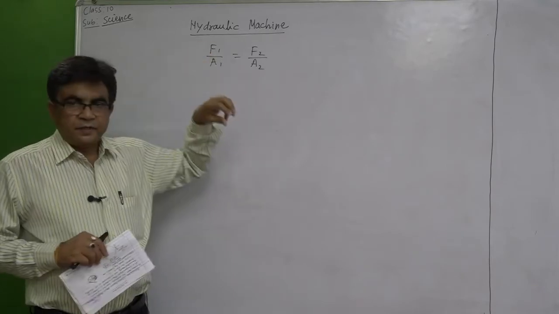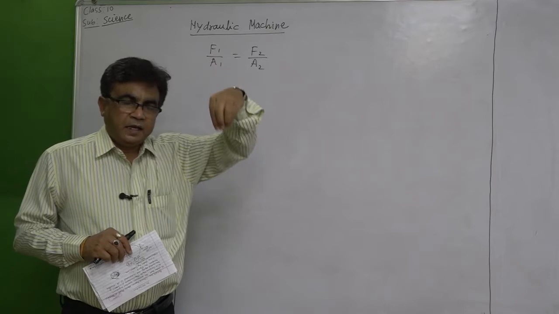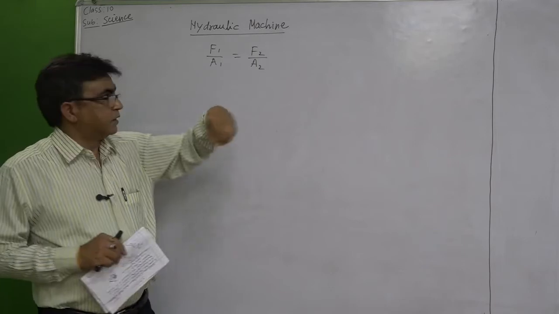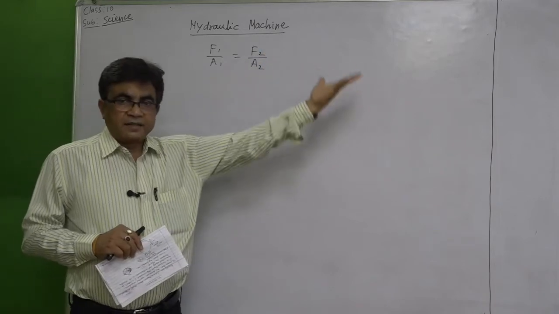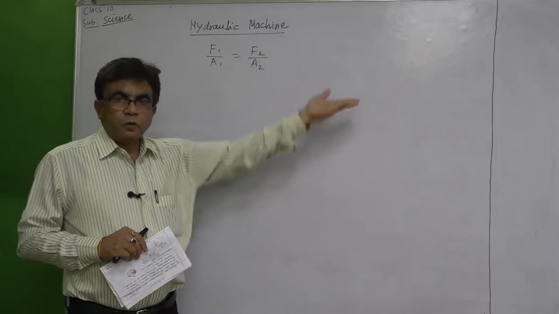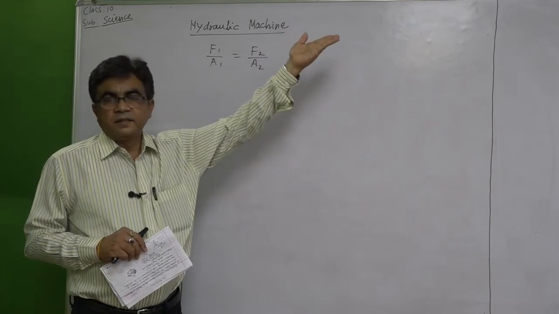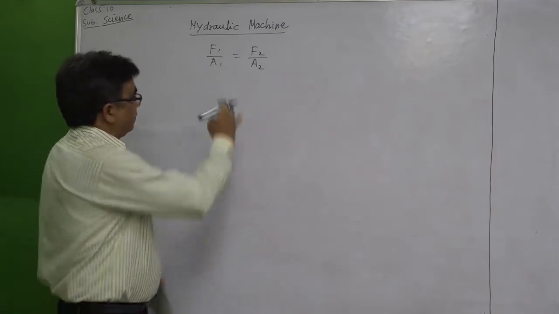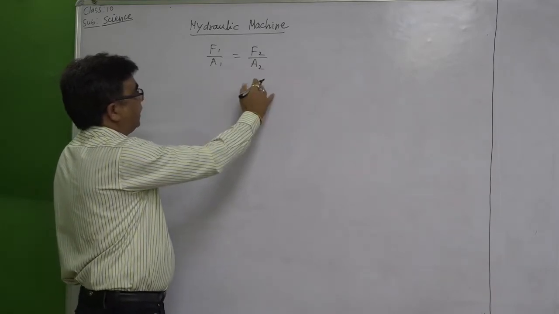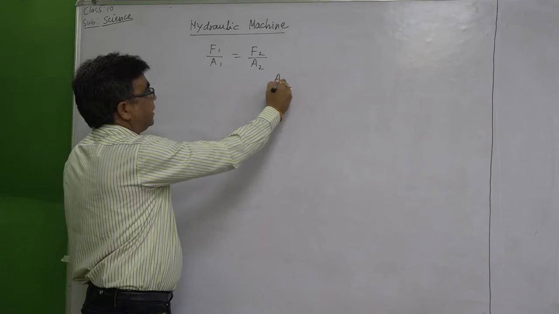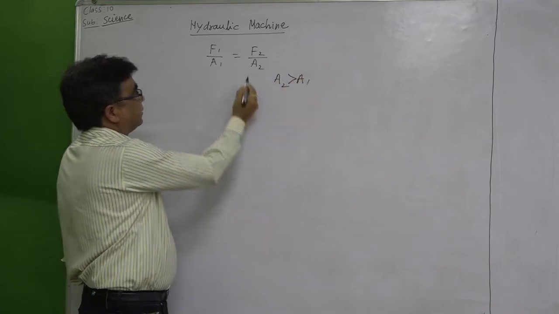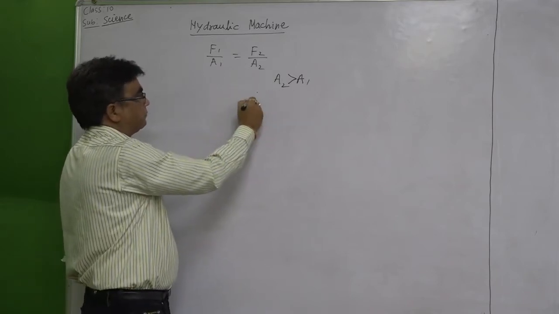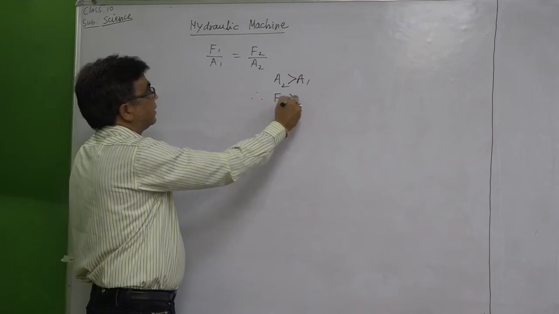What is F1? It is the force applied on the smaller piston. A1 is the area of the smaller piston, A2 is the area of the larger piston, and F2 is the load overcome, or force overcome, on the larger piston. So from here we know that A2 is greater than A1. Therefore, F2 will be greater than F1.